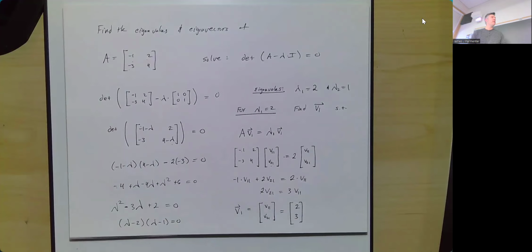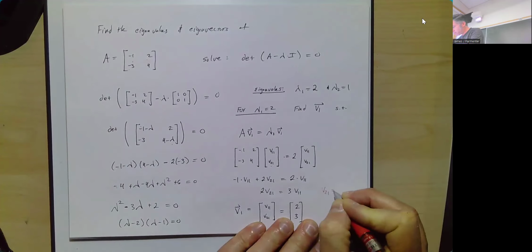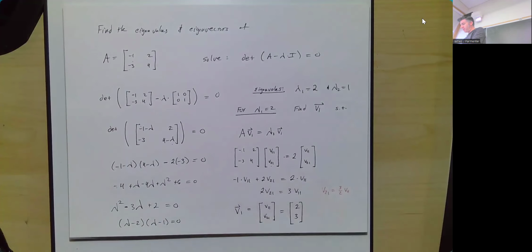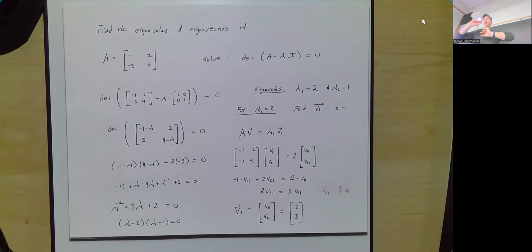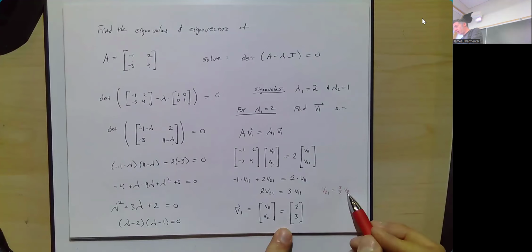There are other ways to go about this. If I wanted to, I could have solved for V21 and said V21 equals 3/2 times V11. And then pick any number for V11 that I like, except for 0, because 0, 0 is never an eigenvector. 0, 1 can be, and 1, 0, as long as one of the components isn't 0, you're fine. But if both components are 0, no bueno. So if I pick V11 equal to 2, then 3/2 times 2 is equal to 3.